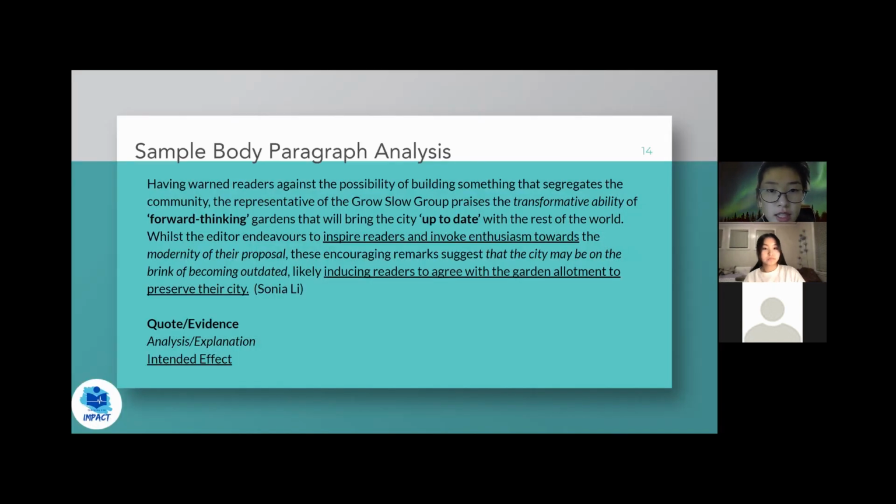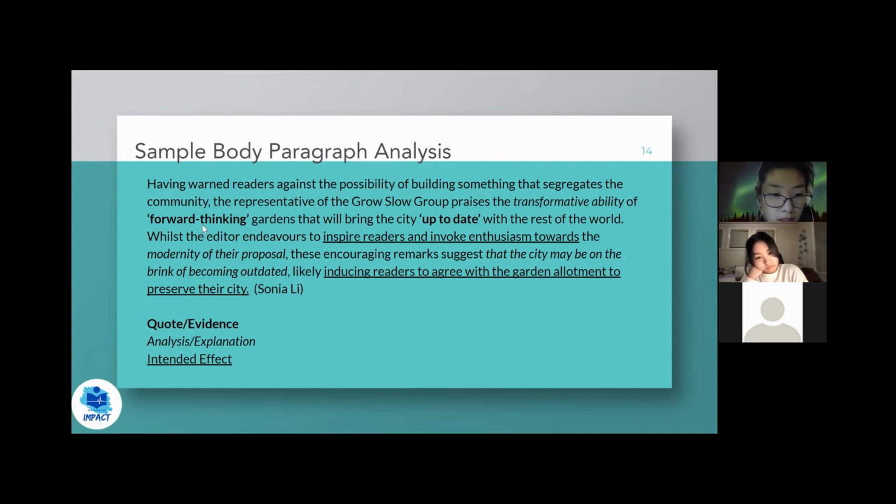All right, here we've got a sample body paragraph. Just going to read it. Having warned readers against the possibility of building something that segregates the community, the representative of the Grow Slow group praises the transformative ability of forward-thinking gardens that will bring the city up to date with the rest of the world. Whilst the editor endeavours to inspire readers and invoke enthusiasm towards the modernity of their proposal, these encouraging remarks suggest that the city may be on the brink of becoming outdated, likely inducing readers to argue with a garden allotment to preserve their city.